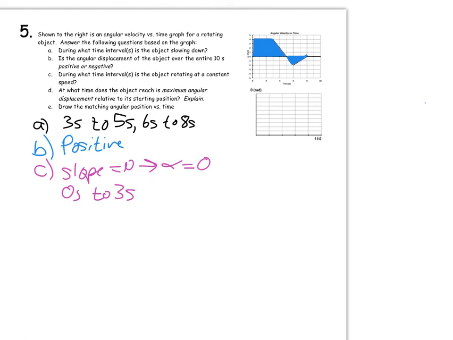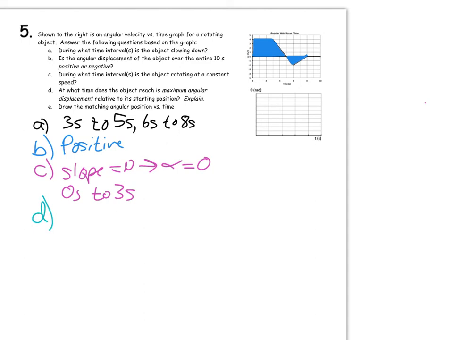You also could make the argument, I guess, from 8 seconds to 10 seconds, but that would also be an angular velocity of 0. So to say it's rotating at an angular speed kind of implies that it's moving, and that would be a case from 8 seconds to 10 seconds where it's not moving at all.